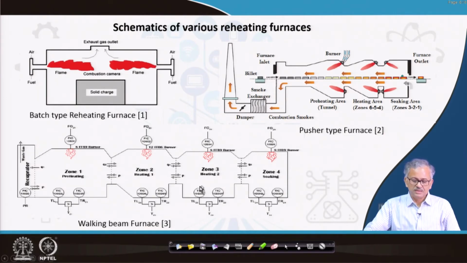And then zone 3, that is heating 2, here you have a little higher temperature and the material is soaked at this temperature. Finally it moves to the 4th zone, and there also it gets heated to a much higher temperature and finally comes out. So this is called the working beam furnace.